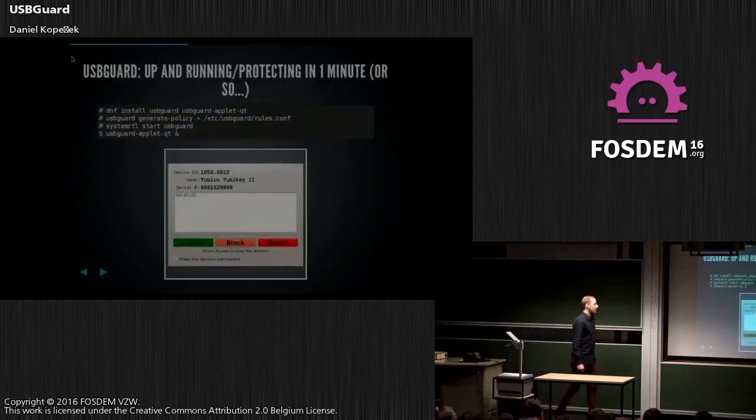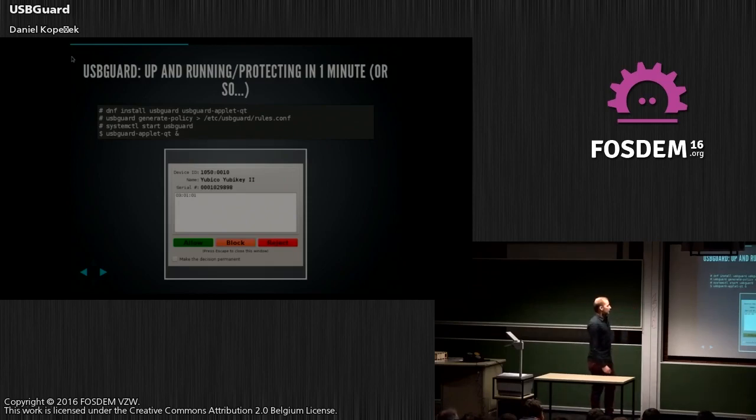So this is a 1 minute guide on how to set up USB guard in your system. If you are using Fedora, then you can just copy paste these commands. If you are using Ubuntu or something else, then you have to replace the first command to install the packages or compile them. They are not available on your distribution.